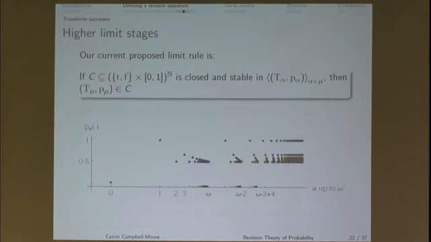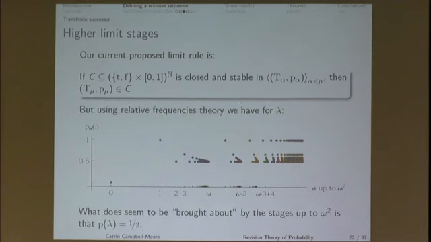So here's our current proposed limit rule. It says, if some subset of the hypothesis space is closed and stable in the sequence up to that ordinal, then it should be satisfied at the limit ordinal. Now, when we're using the relative frequency version, also at these transfinite successors, here's what happens with the liar. It does this kind of sequence we saw before, and it basically repeats the same thing between omega and omega plus omega, and then it repeats the same thing. Along each copy of omega, it converges to a half.